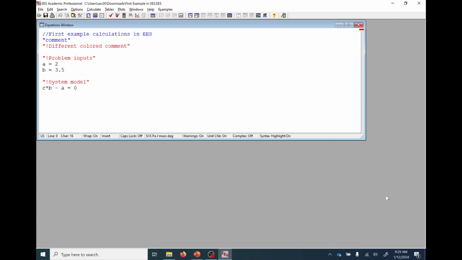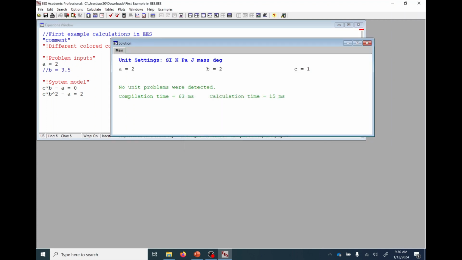Okay, so now let's think about a somewhat more interesting case. In case one, we had two known parameters, A and B, and one equation with one unknown, which we used to solve for C. So let's say instead that B is also an unknown, and we have a slightly different system model with two equations and two unknowns. So B and C are now unknowns. Let's say our second equation is: C times B squared minus A is equal to 2. So we've got two unique, independent equations, and we can solve them together.